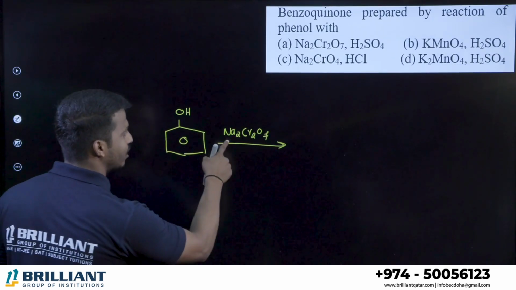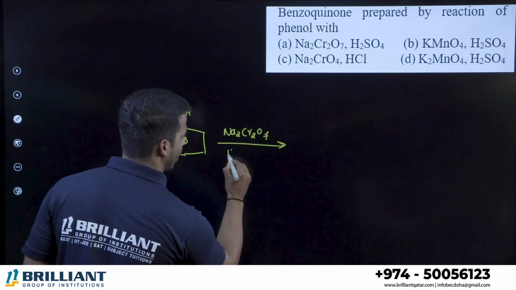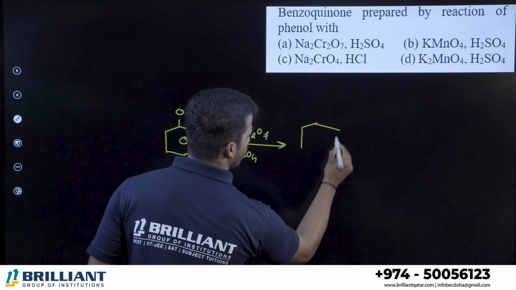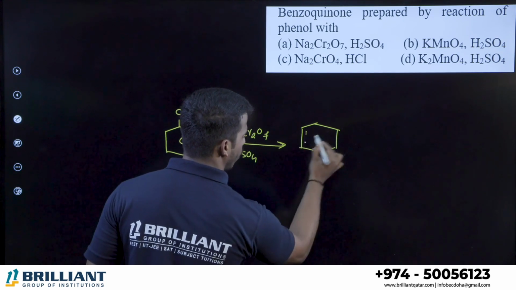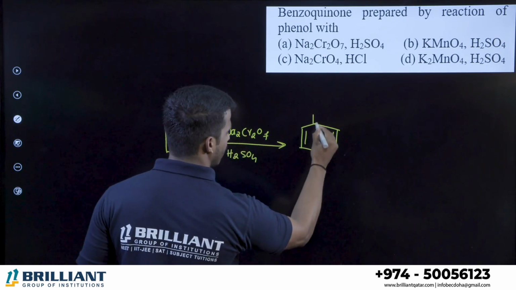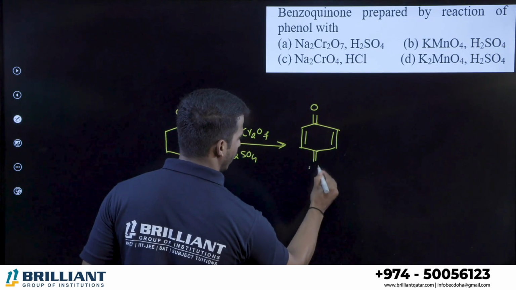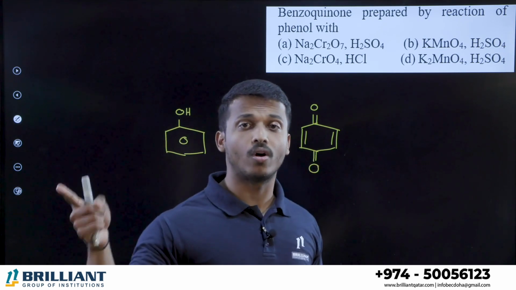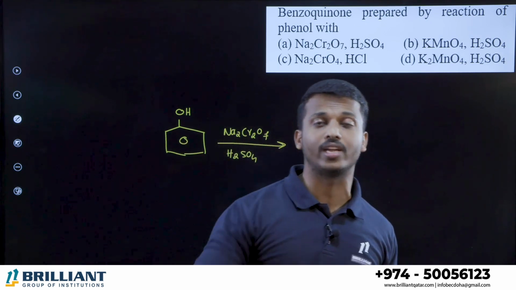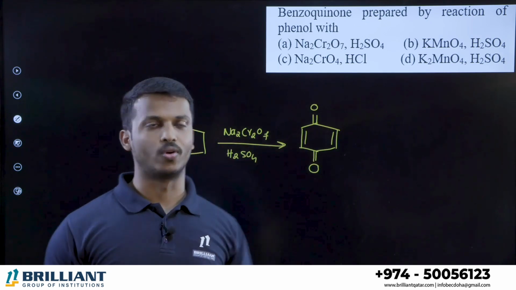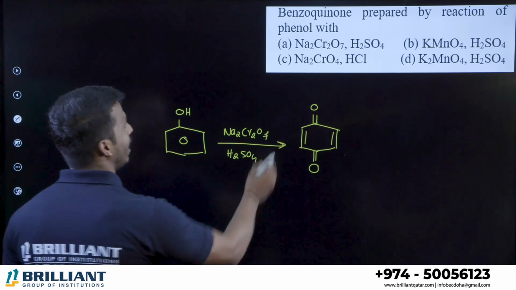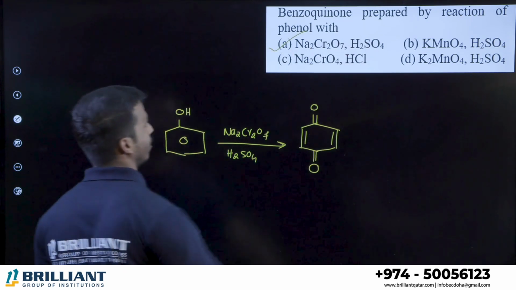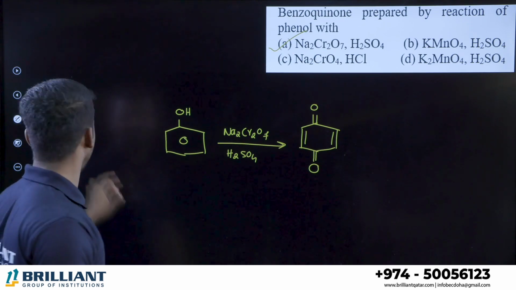Phenol on oxidation with chromic acid with sulfuric acid, H2SO4, you are getting benzoquinone. What is benzoquinone? Two double bonds like this and one ketone here, one ketone here. This is called benzoquinone. So phenol on oxidation, you will get benzoquinone. So what is the reagent we are using? Na2Cr2O7, chromic acid with sulfuric acid. Alright, option A is the correct answer.